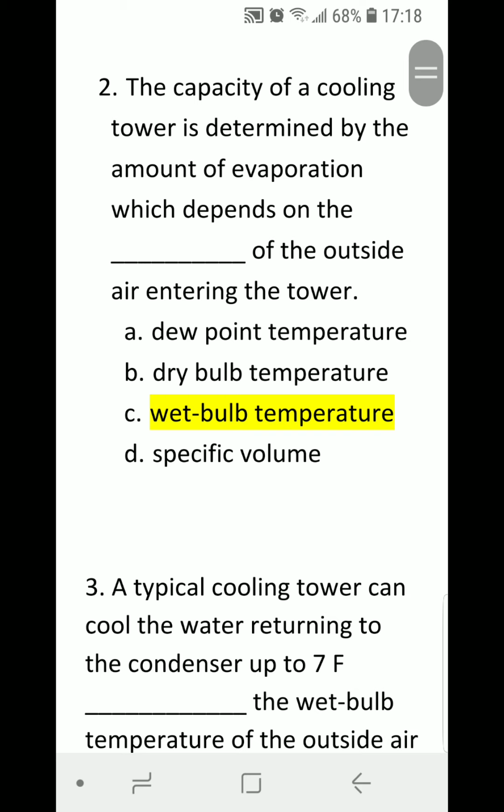The capacity of a cooling tower is determined by the amount of evaporation, which depends on the blank of the outside air entering the tower. A. Dew point temperature. B. Dry bulb temperature. C. Wet bulb temperature. D. Specific volume. Correct answer is C. Wet bulb temperature.